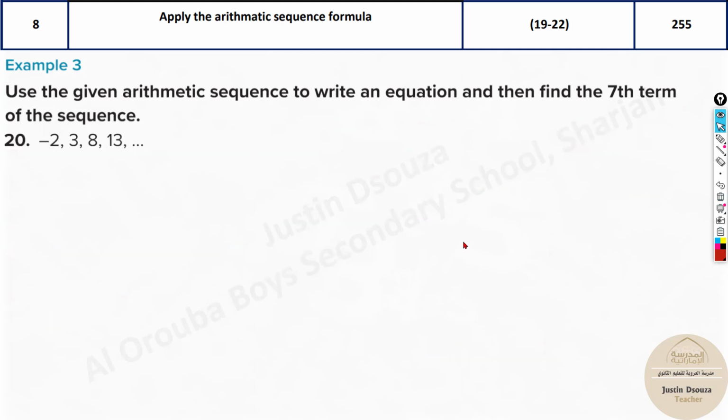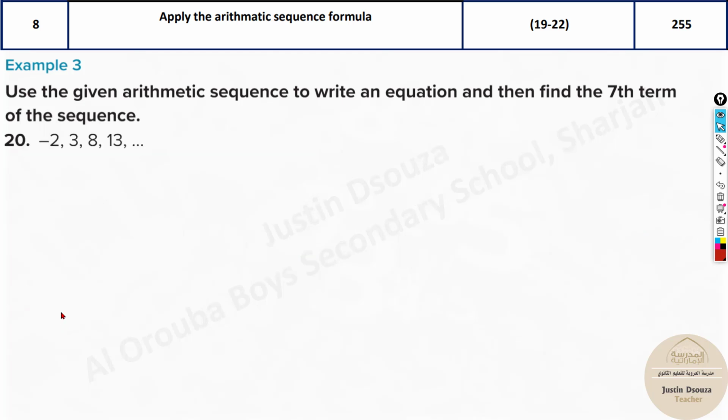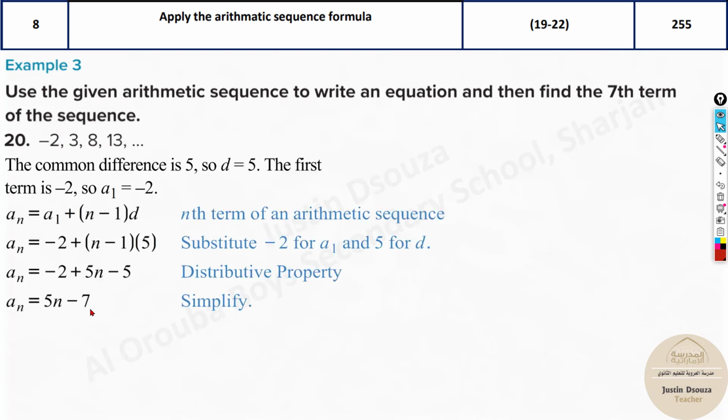Same thing for the other problems. See, the 7th term is minus 33, but if they ask you the equation, then this is the equation. Here as well, they have told you the 7th term, but the equation will be this first part, by substituting the formula. See, d over here will be 3 minus of minus 2, which is 5, or 8 minus 3, that is 5. The first term is minus 2. Substitute, you will get the answer.